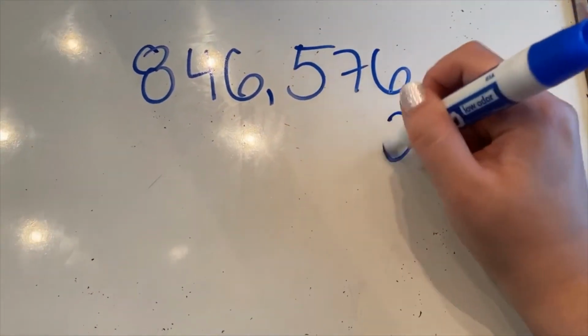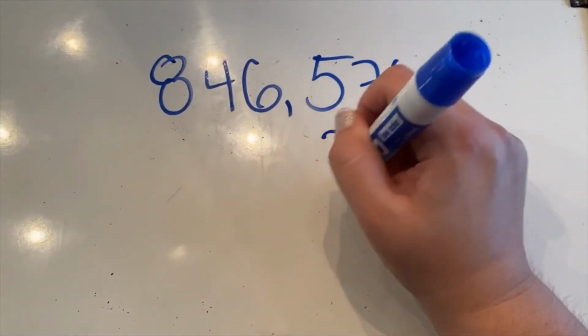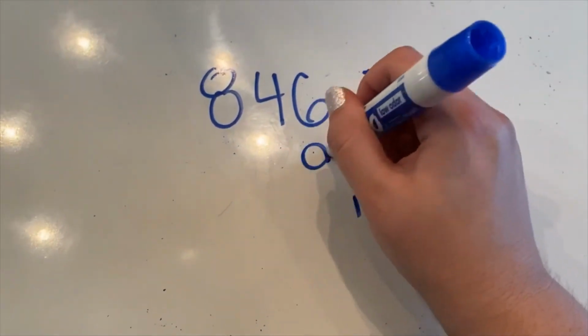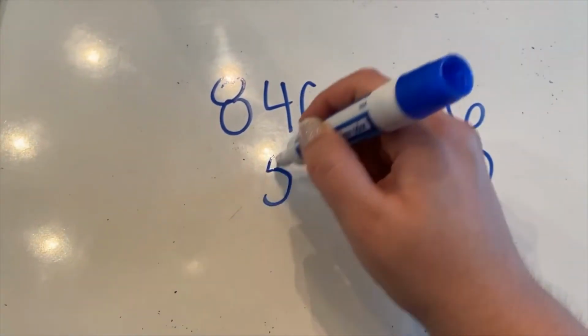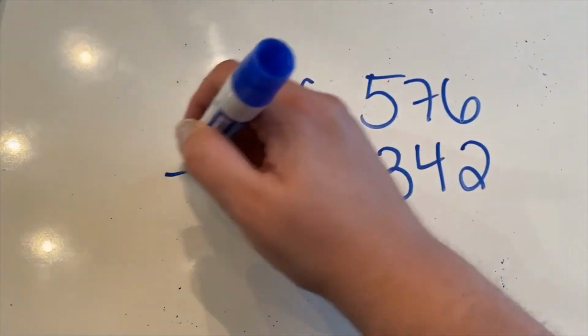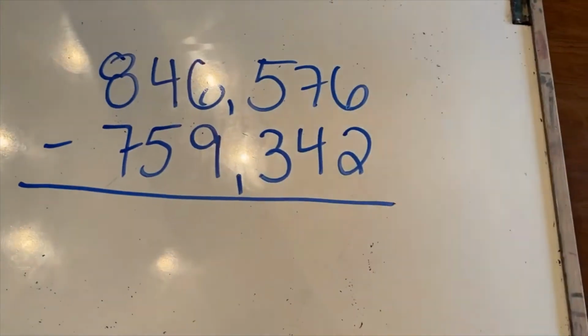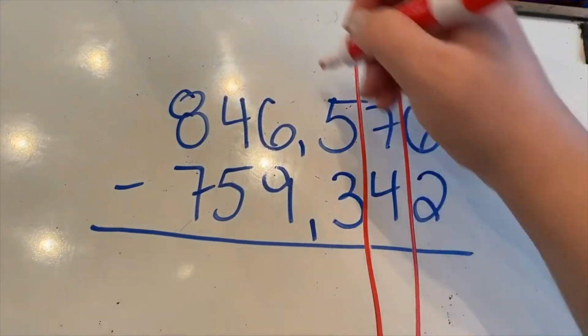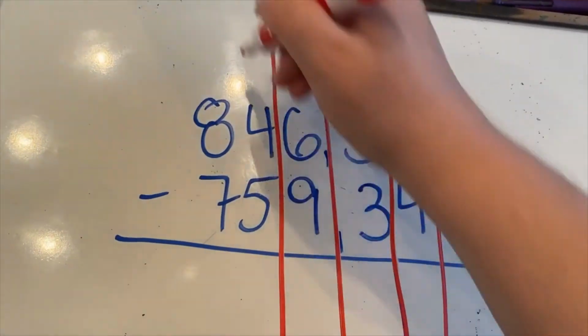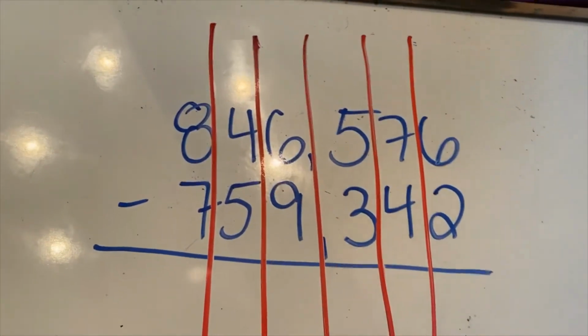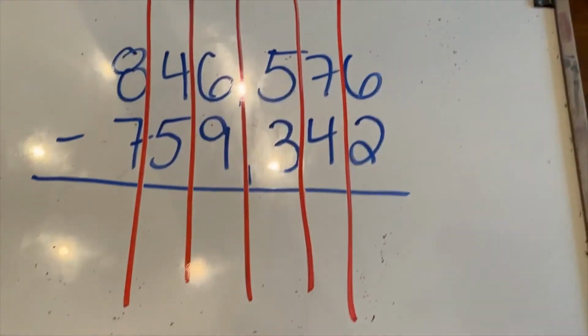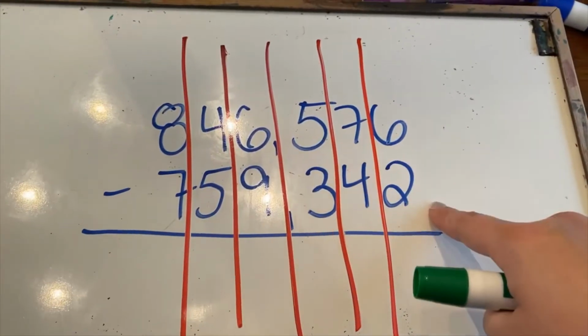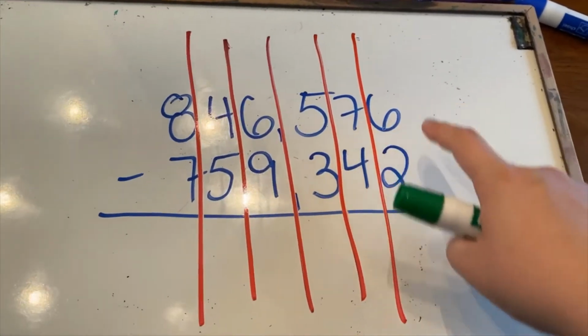Okay, and then I'm going to line them up with my ones place as I copy the problem down. Okay, putting my lines in. All right, I have 6 minus 2. I can do that because my top number is bigger than my bottom one.